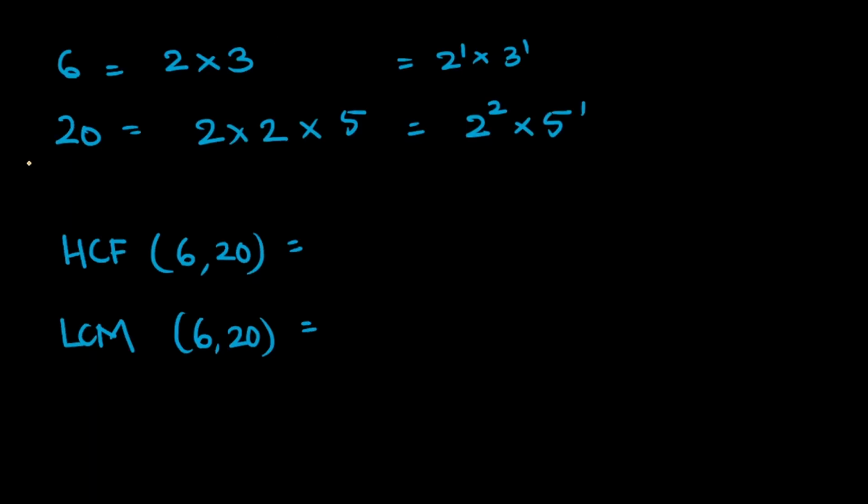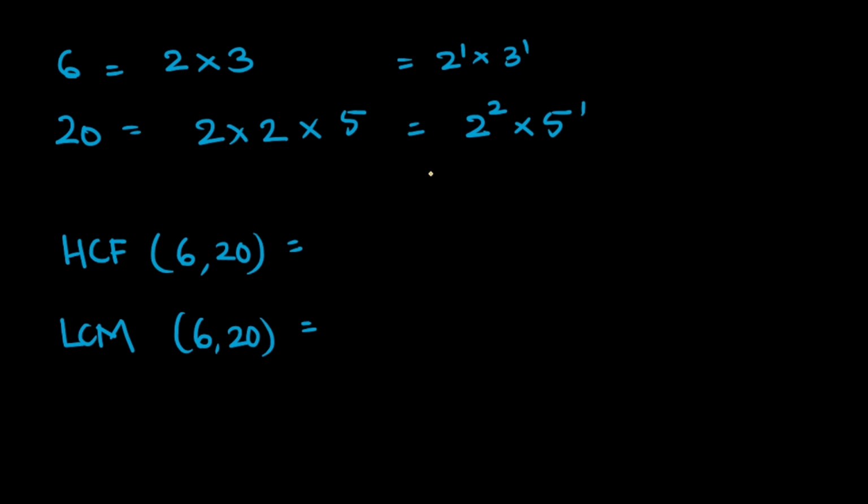So here we can see 6, that is 2 into 3, and the prime factorization of 20 is 2 into 2 into 5. So when you write in terms of power, that is 2 raised to 1 into 3 raised to 1, and 2 raised to 2 into 5. See, you don't actually have to write in terms of power. If you want, you can do it; if you don't want, you don't need to. But the concept of HCF and LCM using prime factorization should be clear. When you do more exercise questions, I hope it will be clear what I'm trying to say.